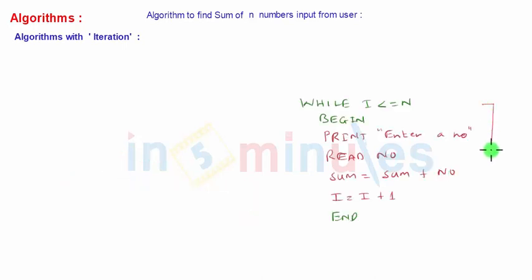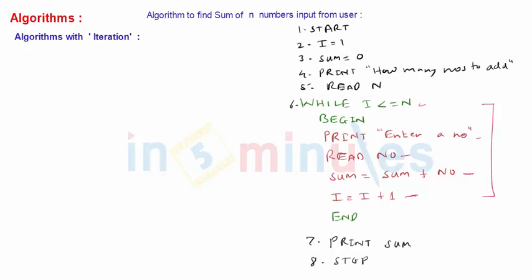Let's see the main part of our algorithm, that is addition of n numbers: while I is less than or equal to n, where I we are assuming as 1, we input a number by giving a message with print, then read no, then add it to the sum, then increment the counter. If the counter is less than or equal to n, again input the number, that is give the message enter number, read the number, add it to the sum, and increment the counter. These steps are to be repeated n number of times. To repeat them, we write the complete algorithm like this: set I equal to 1, then sum equal to 0, then ask how many numbers to add.